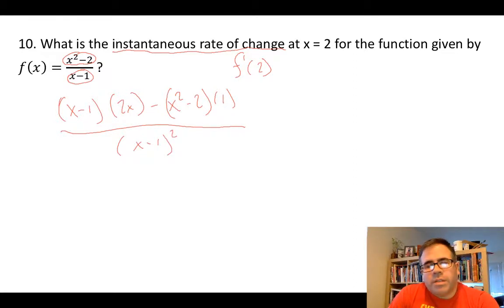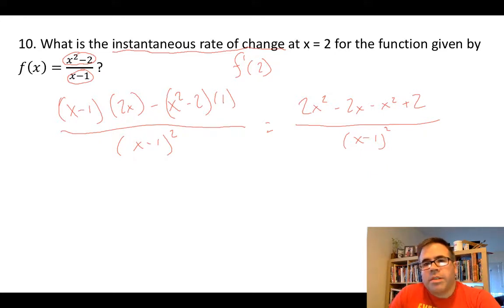I like to do a little bit of cleanup at this stage. It's not necessary, but it's nicer for me to clean up a little before I plug in x equals 2. So I'm going to clean up to 2x squared minus 2x minus x squared plus 2 over x minus 1 squared. Now when x equals 2, we combine 2x squared minus x squared.